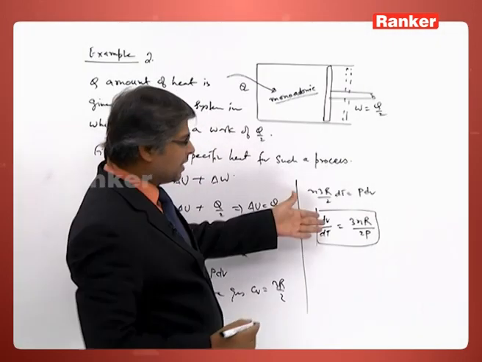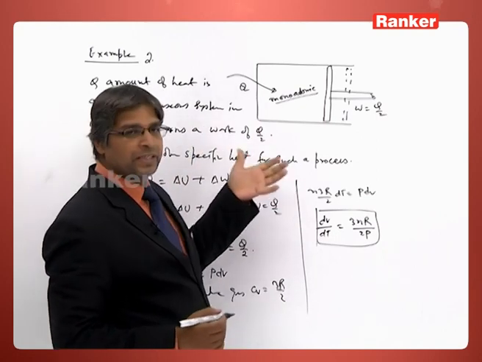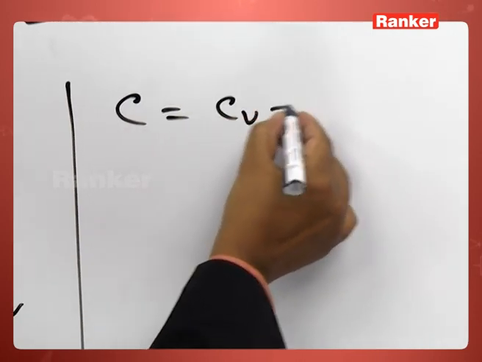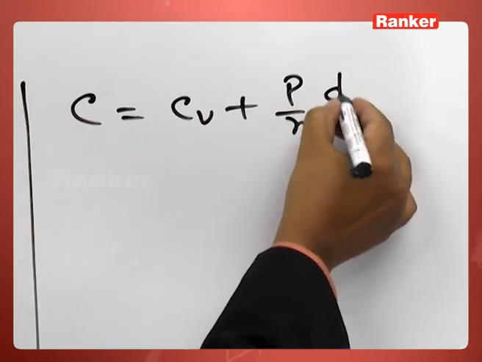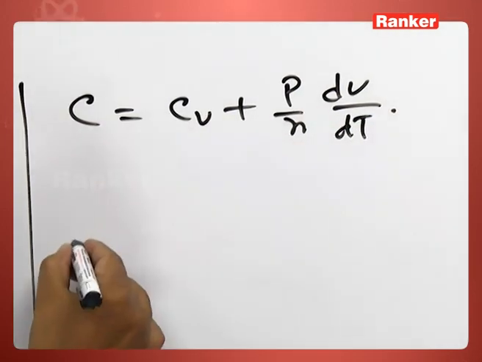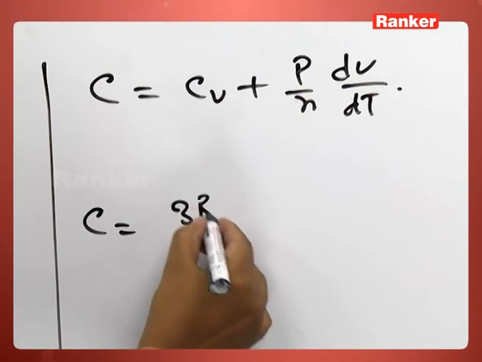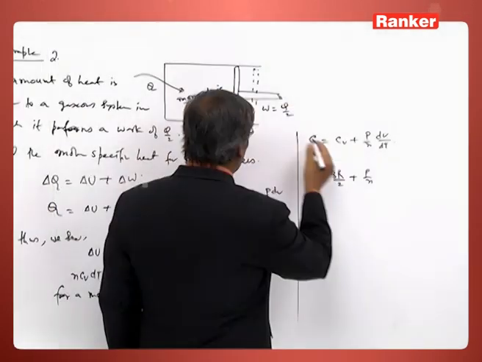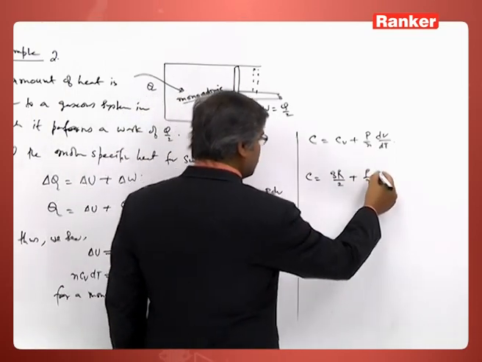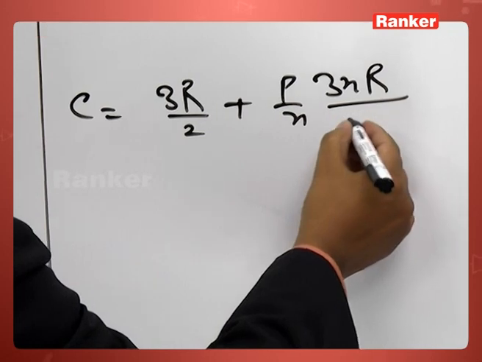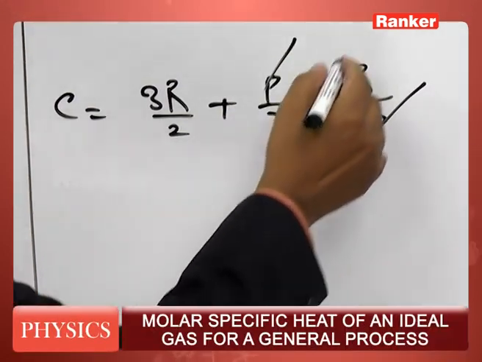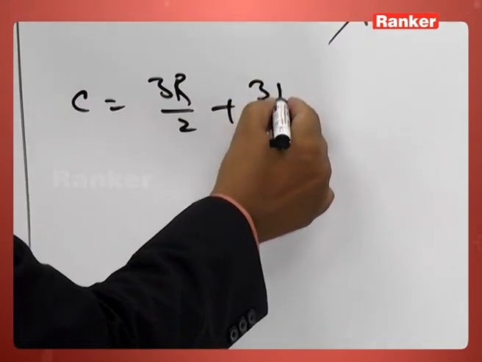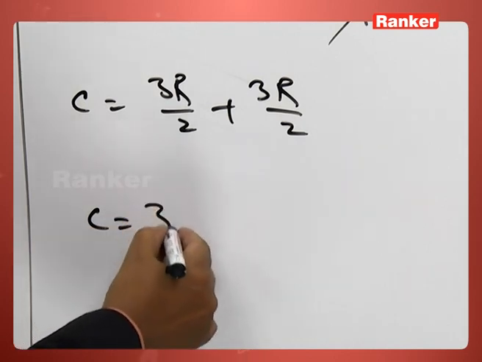Now let us recall the general expression for the specific heat of a system. C is equal to Cv plus P by n times dV by dT. For a monoatomic gas, Cv is 3R by 2, plus P by n. For this process we got dV by dT as 3nR by 2P. So the P cancels, n cancels, and we have 3R by 2 plus 3R by 2, so that is 3R.